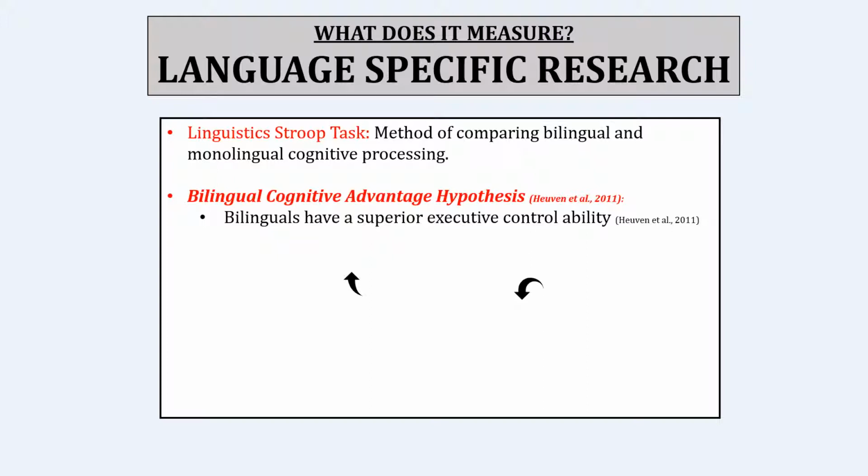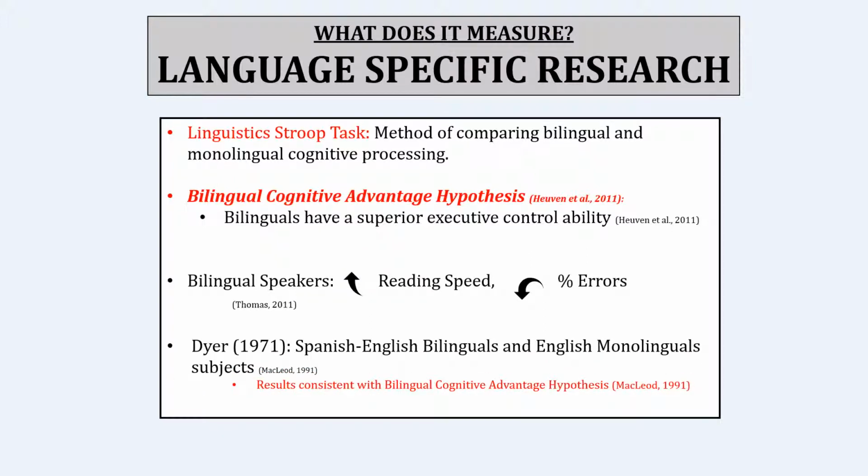So when using the Stroop task to measure bilingual performance, it is predicted that bilingual speakers will have faster reading times, as well as a lower percentage of errors than monolingual speakers because of their superior executive control abilities. In a study performed by Dyer in 1971, Spanish-English bilinguals and monolingual English speakers performed the Stroop task, and the results that were found matched with the bilingual advantage hypothesis.